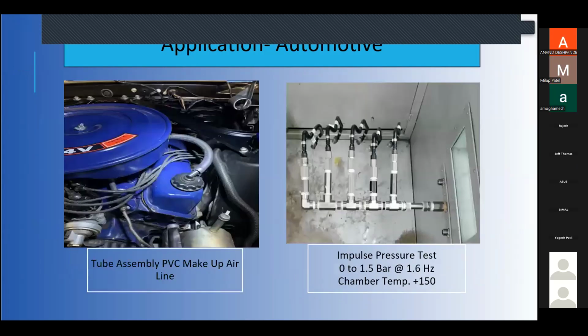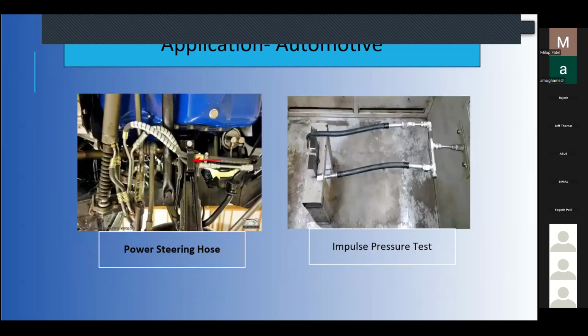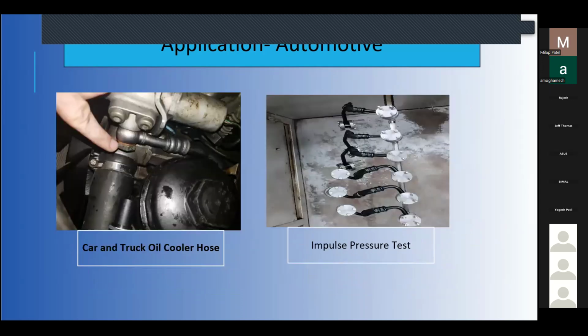This is a PVC make up air line. This is the turbo AC air conditioner. Here you can see -30 can also be simulated. There are white spots coming onto the hoses, and we took a picture through the window camera. So one can see that the actual temperature is colder than -30, and we can test this. This is impulsation along with the pressure test. This is the car and truck oil cooler hose with the ambient temperature.